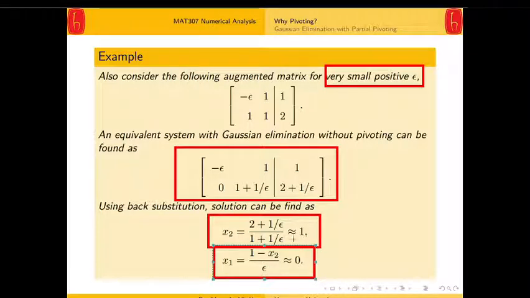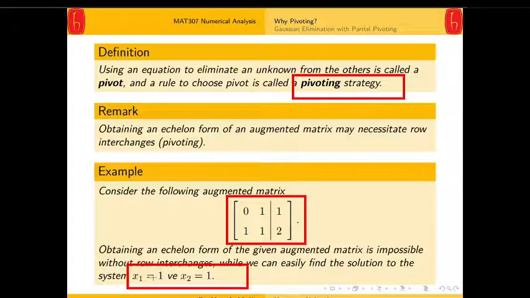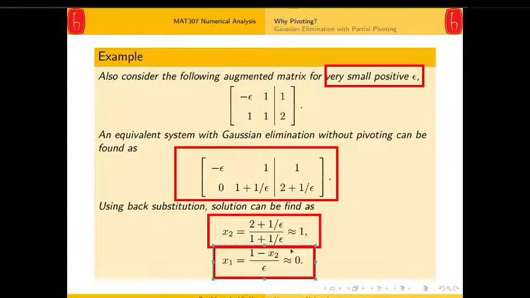If we compare this solution with our original solution, which was 1 comma 1, we have a significant difference in the first unknown. This was supposed to be close to 1, but now it's basically 0. So it's too far from being correct.